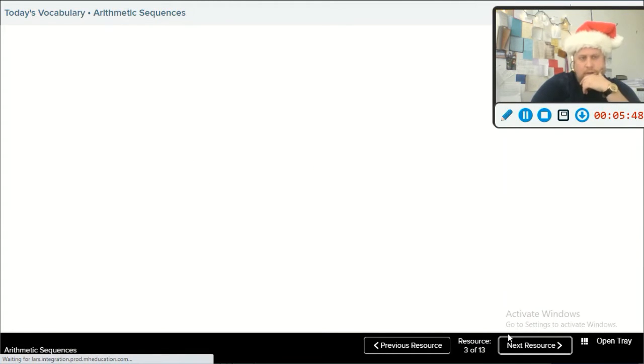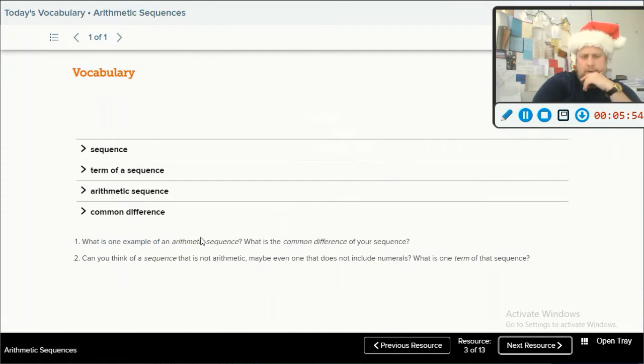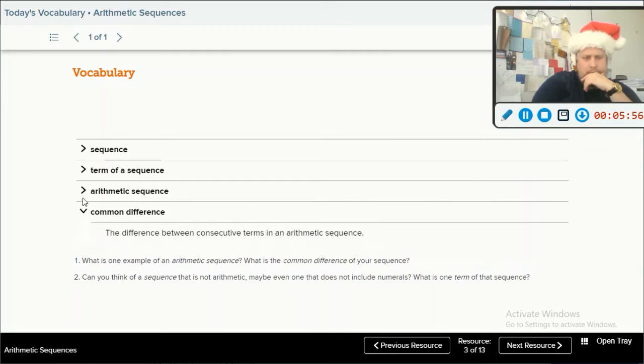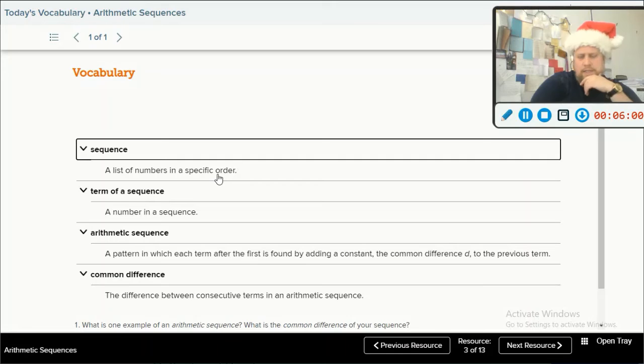Okay, for today's vocabulary, let's get this written down. I'm going to talk about it, then I'll have you pause it if you want to. So we have a sequence is a list of numbers in a specific order, right? There's a pattern. A term of a sequence is a number in a sequence.